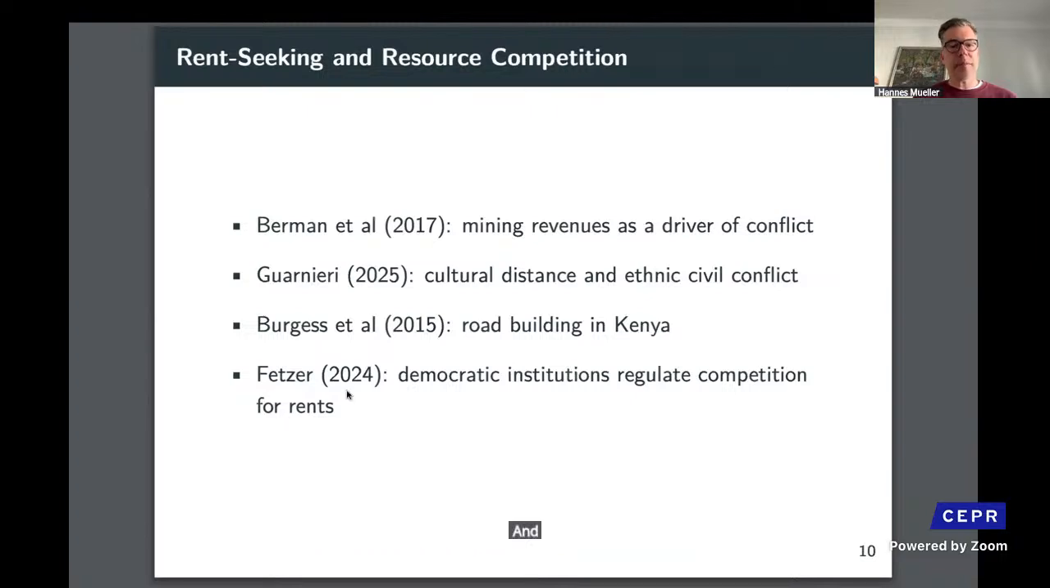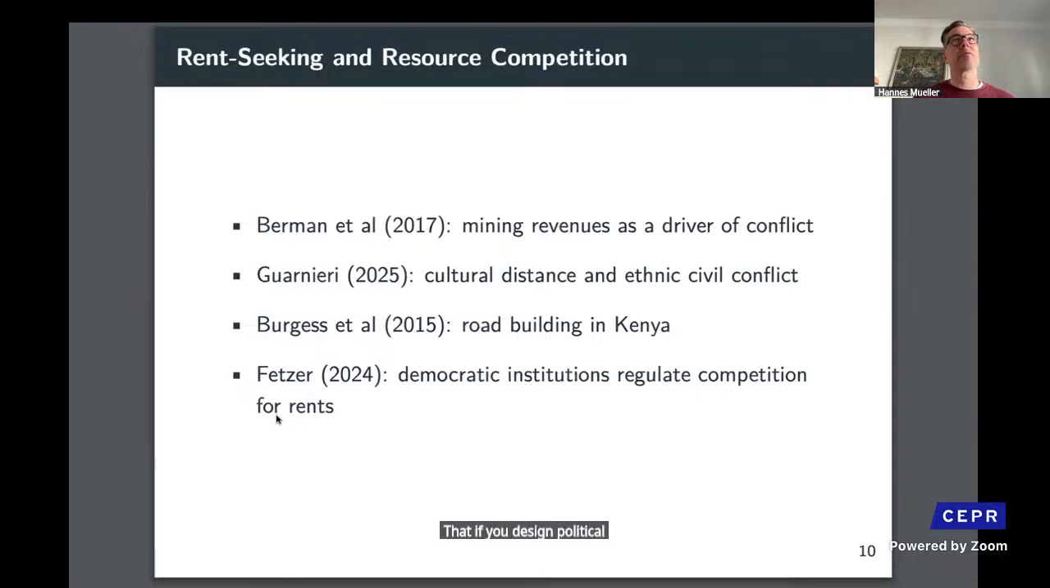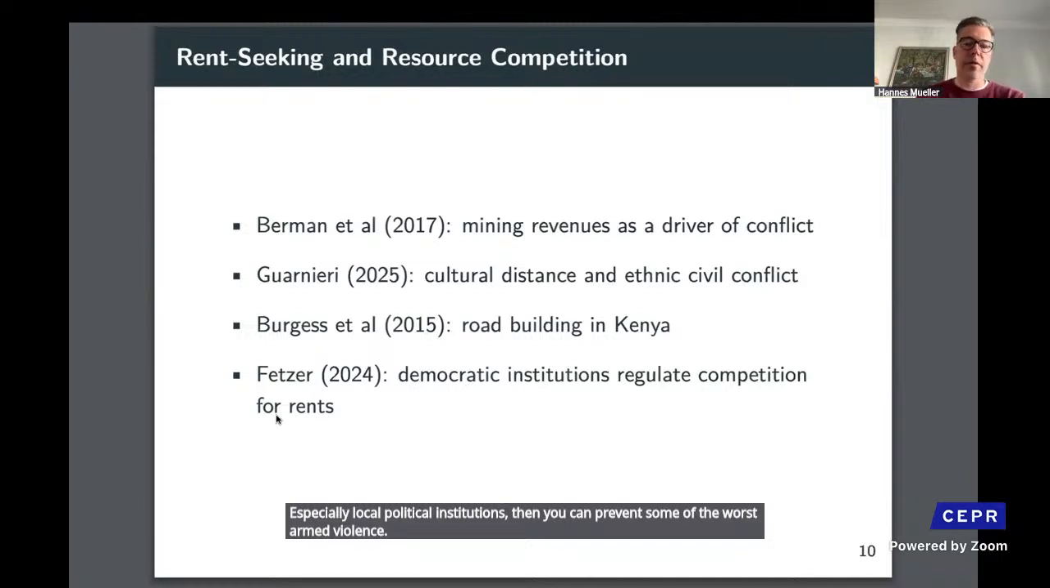And then Timo Fetzer shows, using data from Nigeria, that local democratic institutions can really regulate much better the competition for oil rents, and this can actually prevent local violence from happening. So in this channel, I would say we have a lot of very, very strong evidence that if you design political institutions correctly, especially local political institutions, then you can prevent some of the worst armed violence for trying to grab resources.